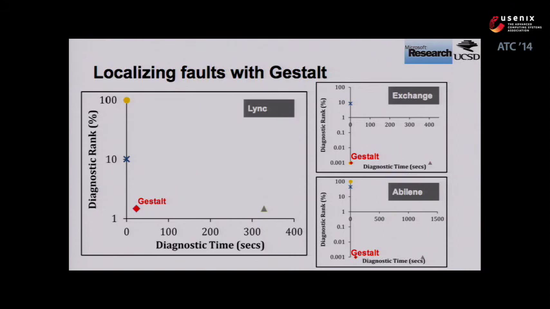In fact, the real Lync system has 10% observation noise. And Gestalt was not only able to use the state space explorer and diagnose faults accurately, but also very fast. We have results in the paper that show how Gestalt performs with other systems, Exchange and Abilene. And in all of these, Gestalt has high accuracy and low diagnostic time.